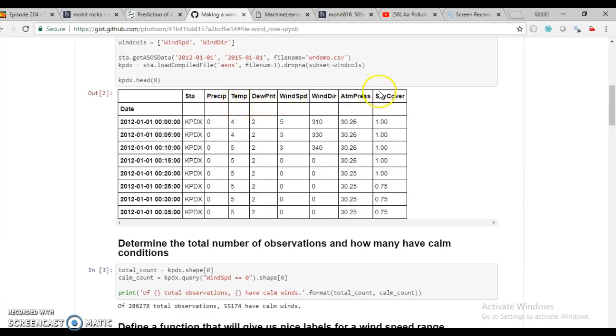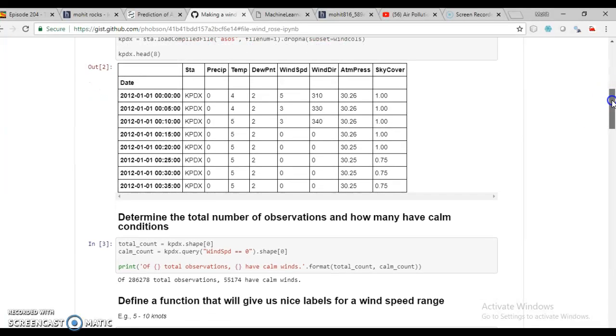Here are a few of the variables, or the columns you can say. Precip means the precipitation, temp is the temperature, dew point, wind speed, wind direction, atmospheric pressure, and the sky cover. These are all the factors which actually predict the concentration of the air pollutants in the atmosphere and how it's affecting humans, the different societies, or the atmospheres. So this is the sample code.